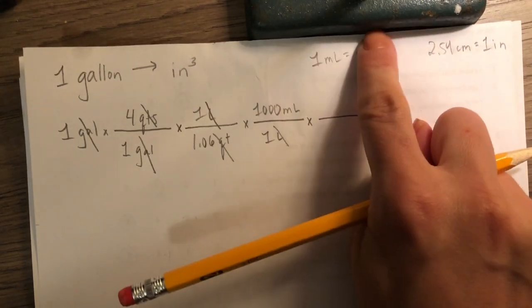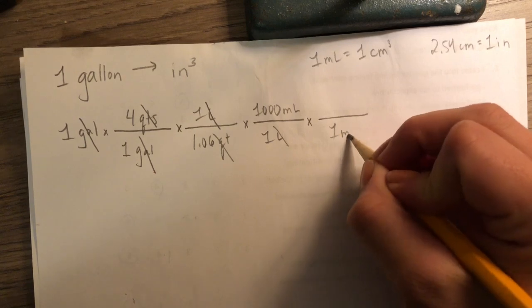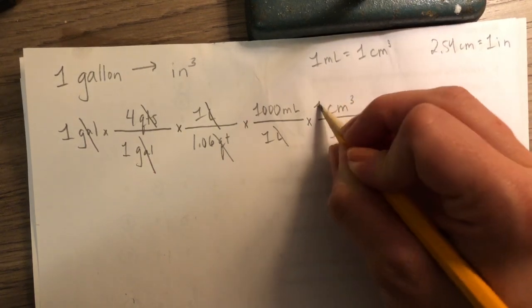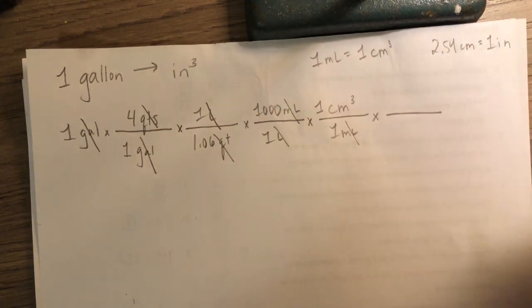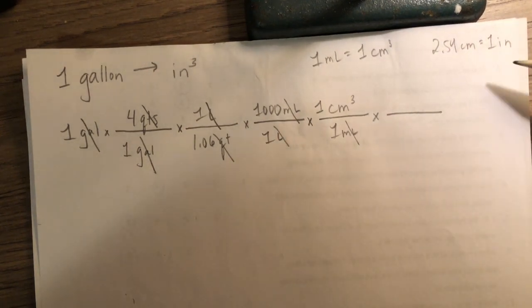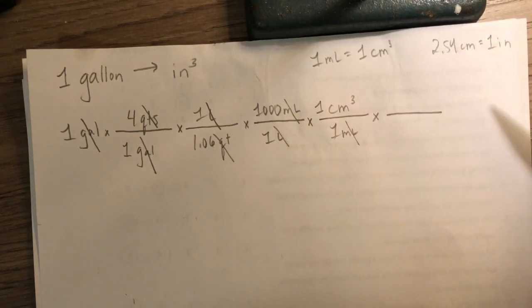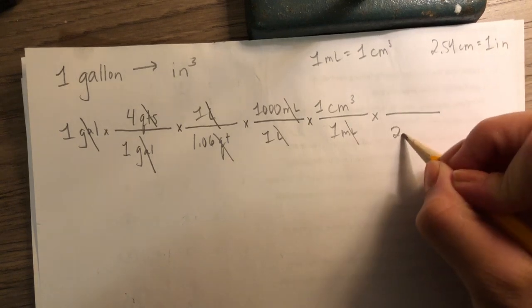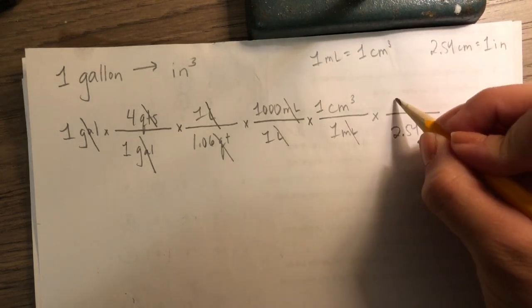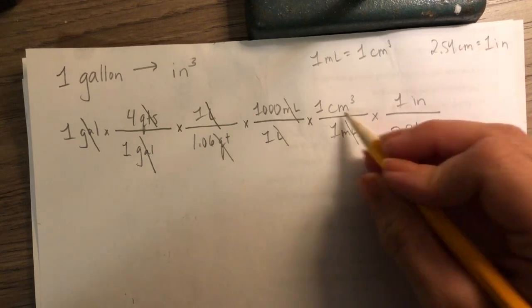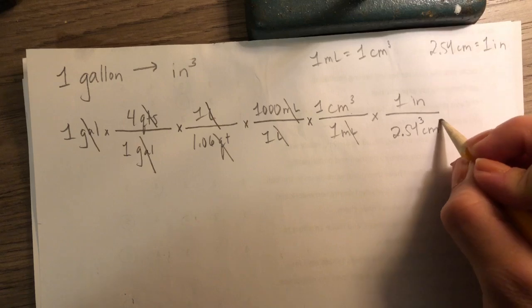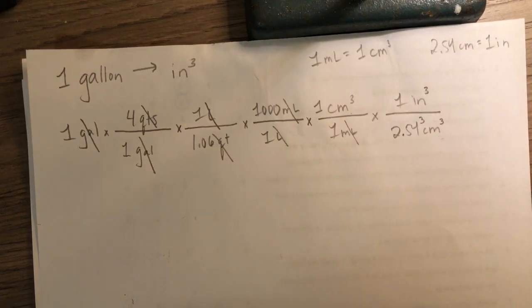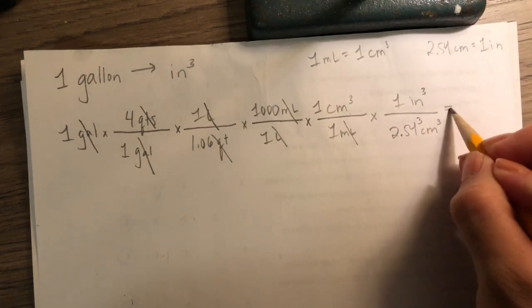Now we can implement this conversion factor. Every 1 milliliter is a centimeter cubed. All right, now here comes technically our conversion factor of length, but we're going to turn it into one of volume. So I can write every 2.54 centimeters is 1 inch. However, of course, that would not cross cancel because this is length and this is volume. So to turn this into volume, we have to cube that entire conversion factor, both the units and the numbers.